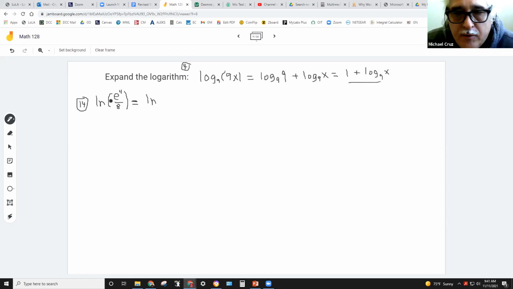So we're going to use the quotient rule on this fraction. This is going to be first ln e to the fourth power, minus ln of 8, the denominator. We're subtracting that out. Now, are we finished there? We can use the power rule here to put it in front.